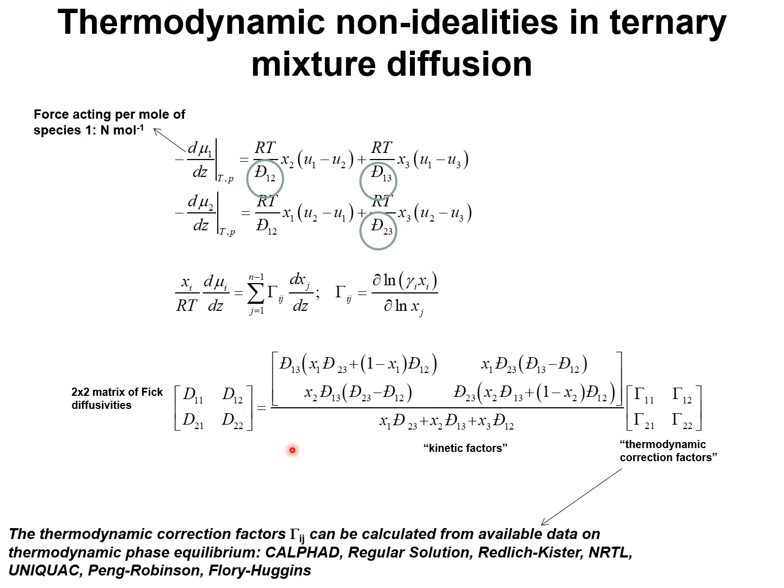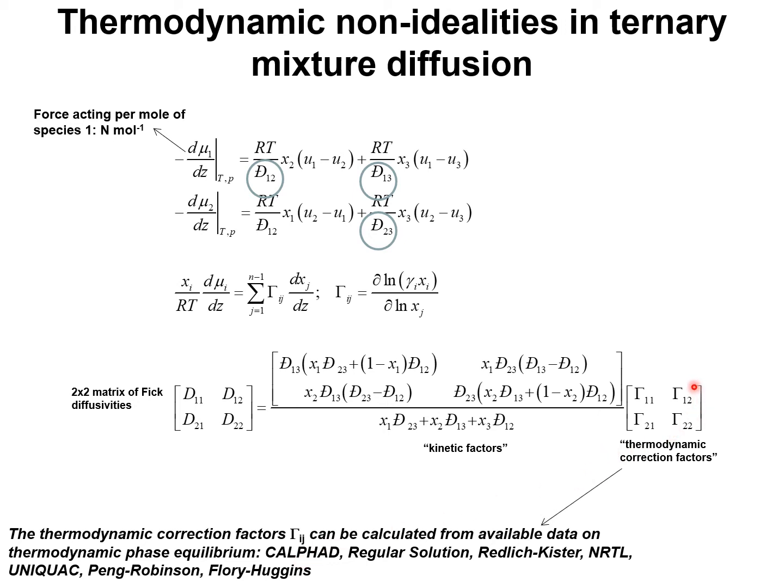The Maxwell-Stefan approach for diffusion in ideal gas mixtures can be extended to non-ideal systems by introducing thermodynamic correction factors that involve the activity coefficients. The thermodynamic factors can be calculated for liquid mixtures using, say, the NRTL and UNIQUAC equations, for supercritical gases using the Peng-Robinson equation of state, for polymer solutions using the Flory-Huggins model, for metal alloys using the CALPHAD model.